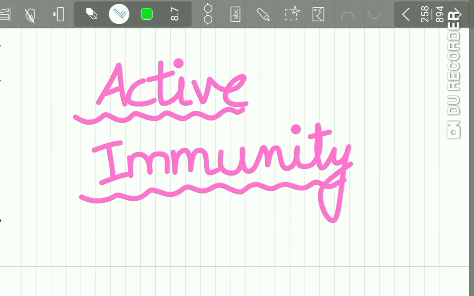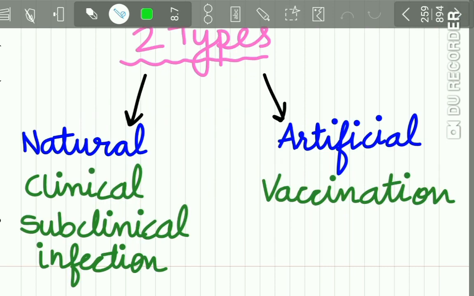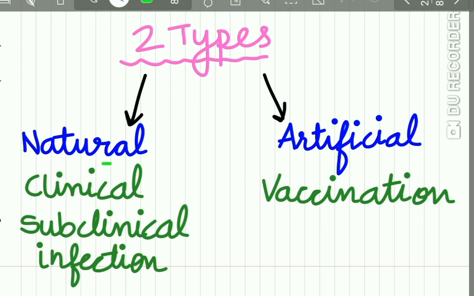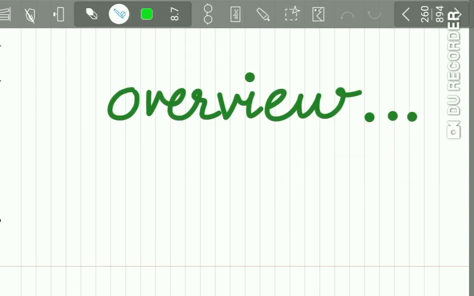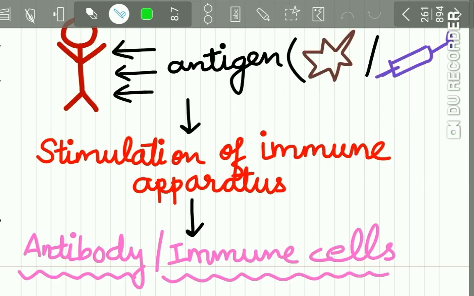Now, talking about the active acquired immunity, it is again of two types, the natural active acquired immunity and the artificial active acquired immunity. The natural active acquired immunity occurs due to subclinical or clinical infection in a patient, while the artificial acquired immunity is introduced through vaccination. Now let us have an overview of the acquired immunity.